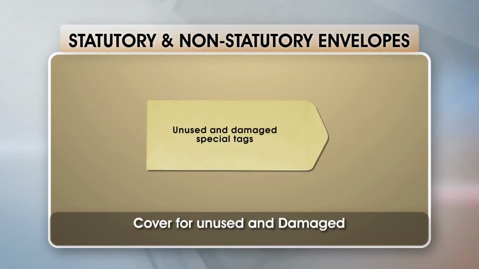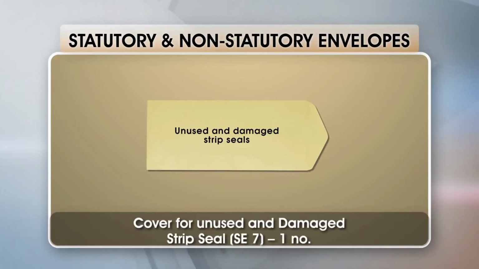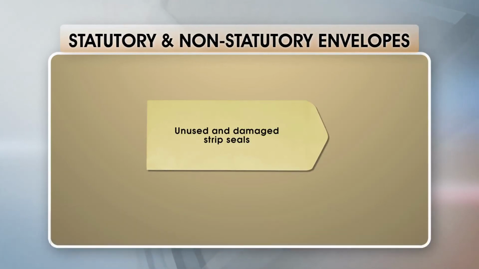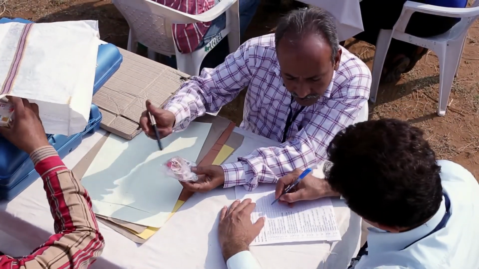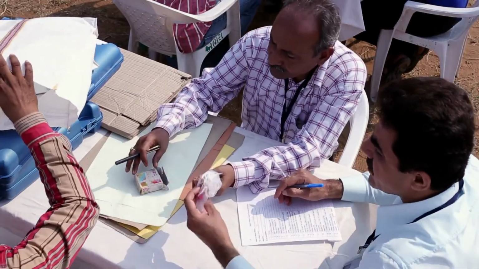Cover for unused and damaged special tag, SE7, 1 number. Cover for unused and damaged strip seal, SE7, 1 number. There's a sizable amount of stationery to be collected as well. Ravi and his team checks them all.